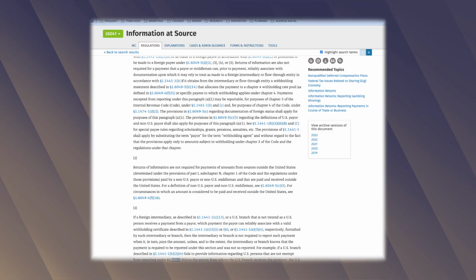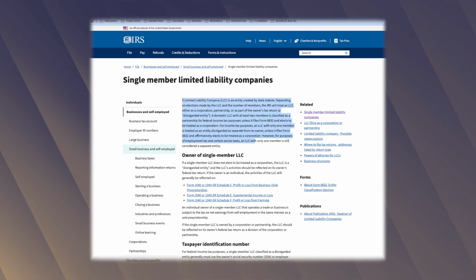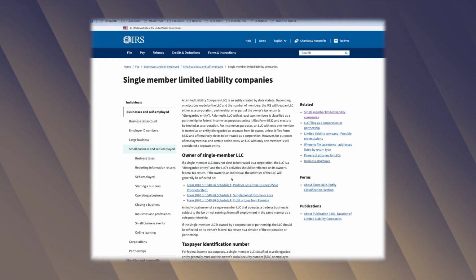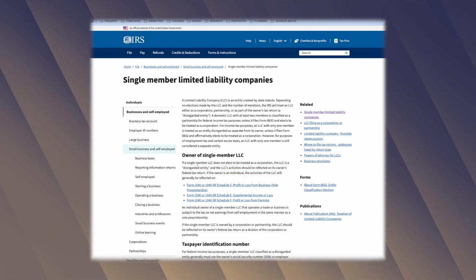Now, when we talk about a single-member limited liability company, this is an entity created in the States. If a single-member LLC does not elect to be treated as a corporation, it's a disregarded entity. The LLC activity should be reflected on its owner's federal income tax return. So if the owner is an individual, it goes in your 1040. Why are we looking at this? Because if you're a foreign person and you have an LLC, your activities are done outside the U.S. That's why you're not paying U.S. income taxes. It's based on the source of income.